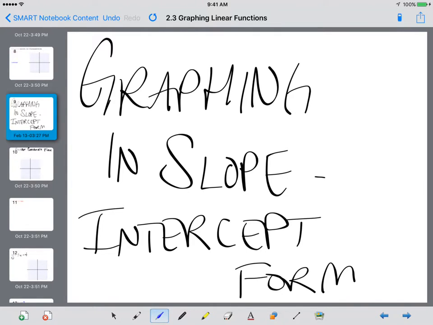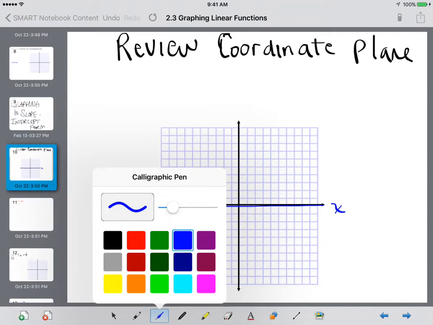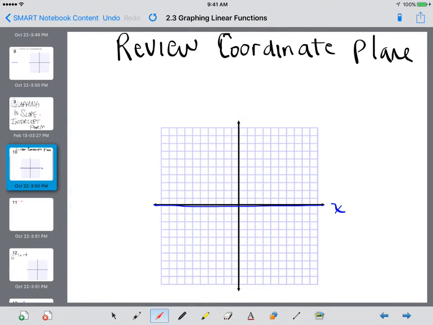This lesson will discuss graphing lines in slope intercept form. Before we begin, we're going to do a quick review of the coordinate plane. The coordinate plane here has an x-axis, which is along this line. This is our x-axis. And it also has a y-axis. The y-axis goes up and down.